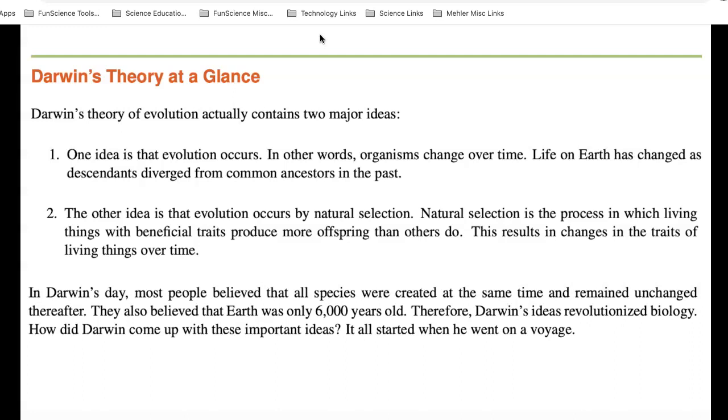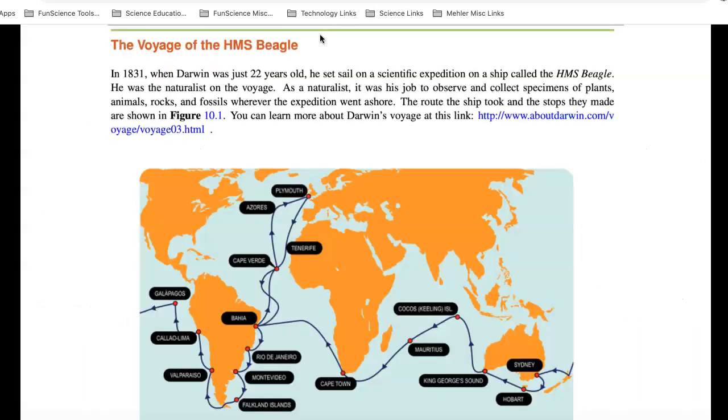The other, and really the reason that Darwin gets so much credit, is because he was able to figure out how evolution occurred by natural selection. And natural selection is the process in which living things with beneficial traits produce more offspring than others do. In Darwin's day, most people believed that all the species were created at the same time and remained unchanged. And many people believed that the Earth was only 6,000 years old. As we saw in the previous chapter, though, we know the Earth is much, much older.